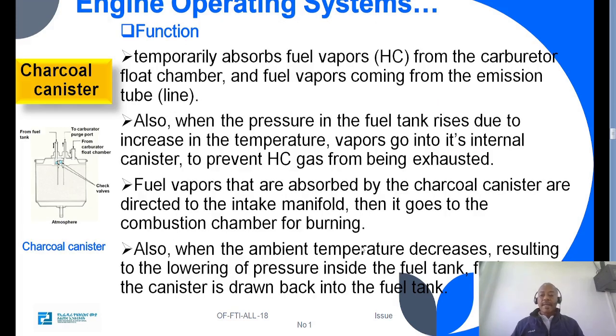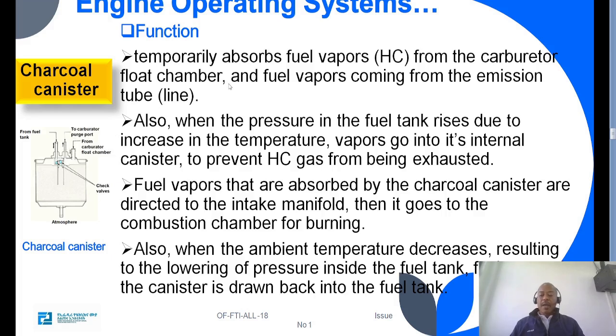The charcoal canister, as shown here. So this is the atmosphere line, and we have the inlet from the fuel tank, and here there is a line which is connected with the carburetor, and this is the line heading to the carburetor, and at this point we have a check valve.